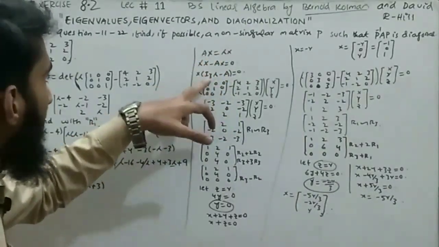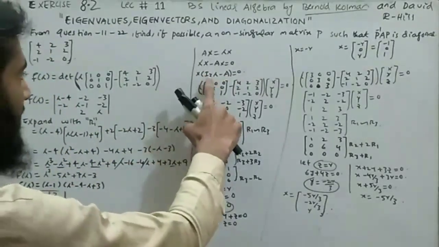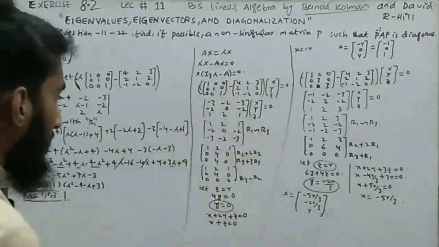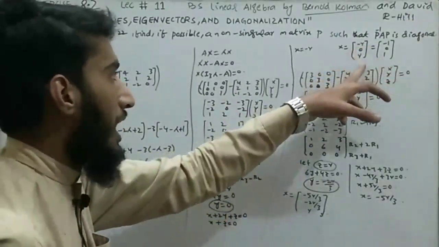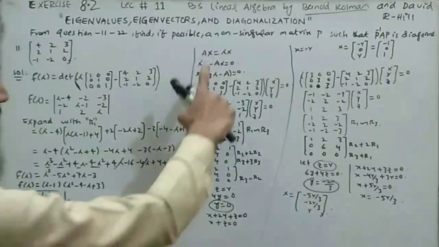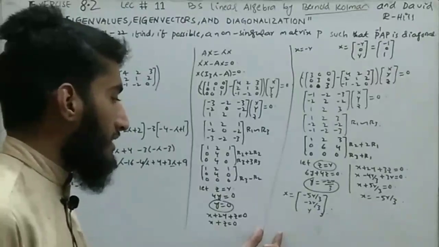Take x common, we are left with lambda I3 minus A. Now put lambda 1 over here, so it becomes I3 minus A. By simplification it will give us just one eigenvector, x equal to minus r, 0, r. Now by putting lambda 3 in this equation, it will give us another eigenvector. So two eigenvectors are generated.